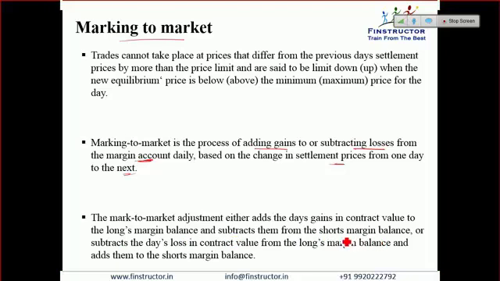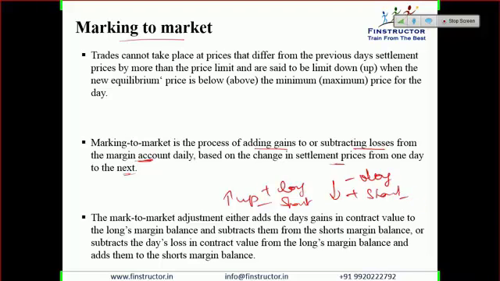It's a zero-sum game. So if to one counterparty's margin balance we are adding, to the other counterparty we will subtract. Or it subtracts the day's loss in contract value from the longs and adds it to the short. So if the price goes up, you will add to the margin balance of the long and subtract from the short. If the price goes down, you will subtract from the margin balance of the long and add to the margin balance of the short.